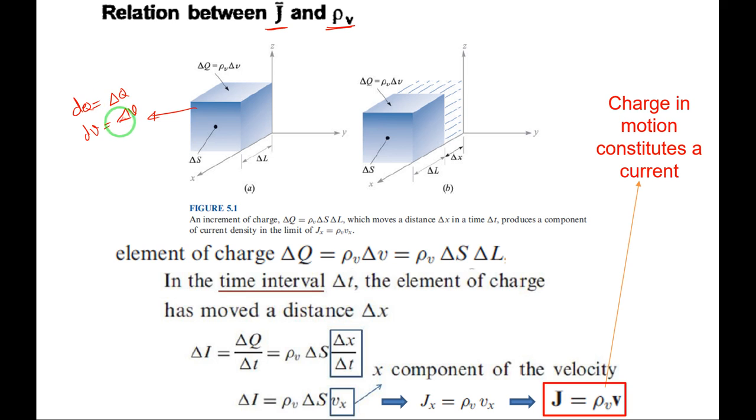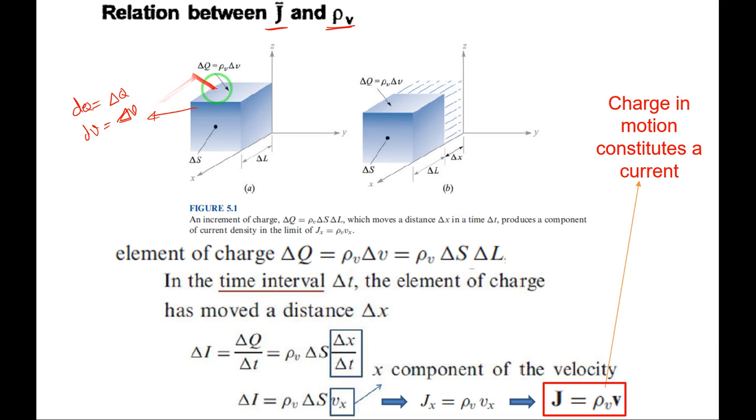No problem. So consider the small differential volume which is in the form of a cube. Cubical structure. It is not in irregular shape, this is in regular shape, that it is in cubical shape. Small differential volume, and it is containing the small amount of charges. Let us call it as differential charges as delta Q.